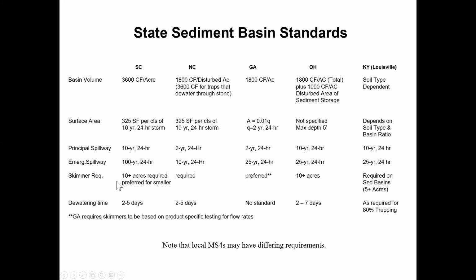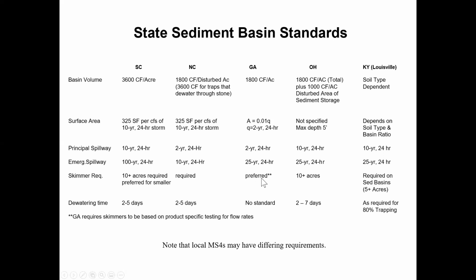The skimmer requirement is interesting. South Carolina requires it if you have 10 acres or more going to a basin. It's preferred for smaller areas, and some MS4s do require it on smaller areas. North Carolina seems to require skimmers on nearly all basins. We've seen some, I'll say, large mud puddles that had skimmers on them. So getting a skimmer small enough to drain those and take 2 days can be a challenge sometimes.